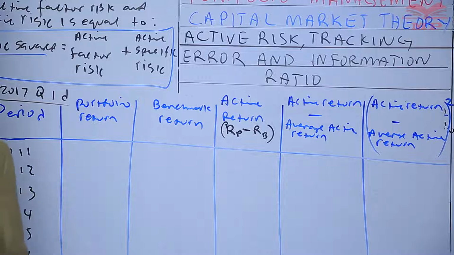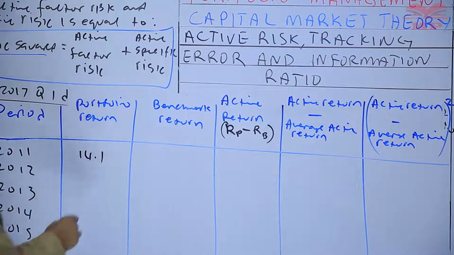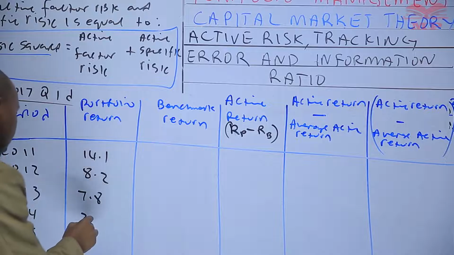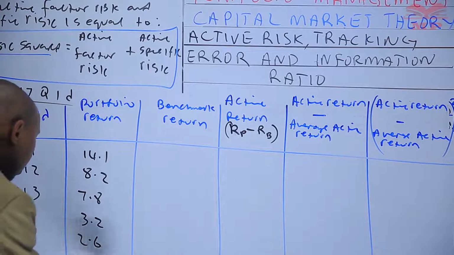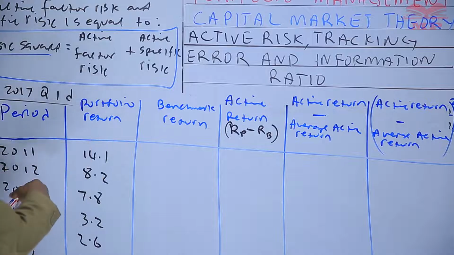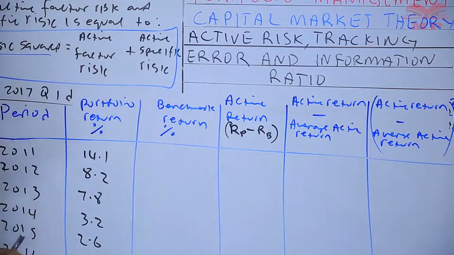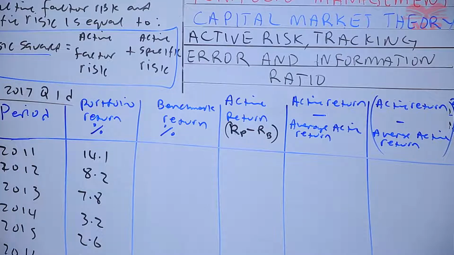The portfolio returns have also been given. Portfolio return is 14.1, then we have 8.2, then 7.8, 3.2, then 2.6 and 3.3. Of course, these portfolio returns are expressed in percentage form. Even the benchmark return is also expressed in percentage. So for convenience, let me indicate percentage at the top, and it refers to that column.